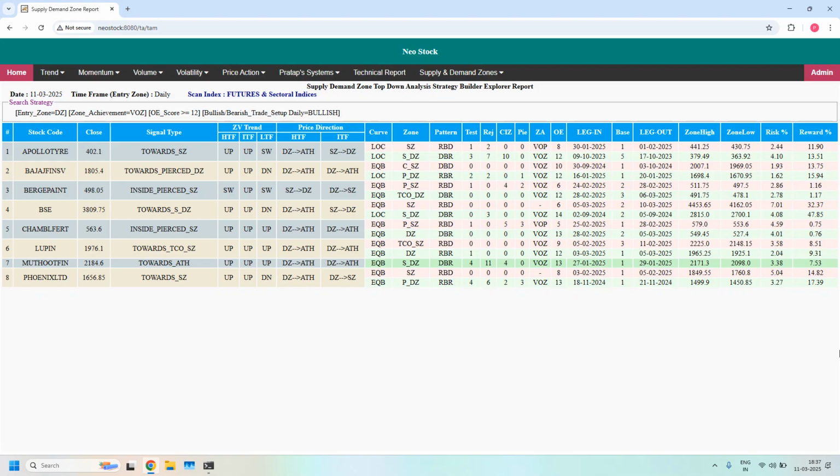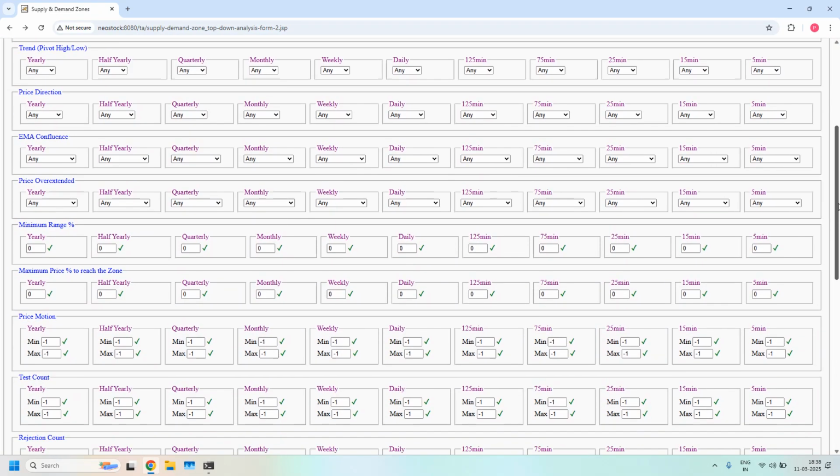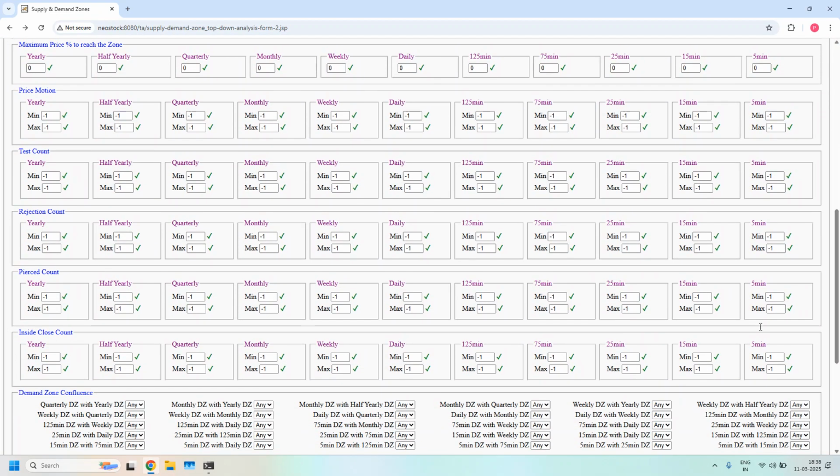Let us further filter these stocks to find high probability trade setup supported stocks to get the success, that is based on the zone confluence. Zone confluence, first filter is LTF, ITF demand zone confluence. That is a daily and weekly demand zone confluence. Let us enable that filter. Daily demand zone with weekly demand zone confluence.